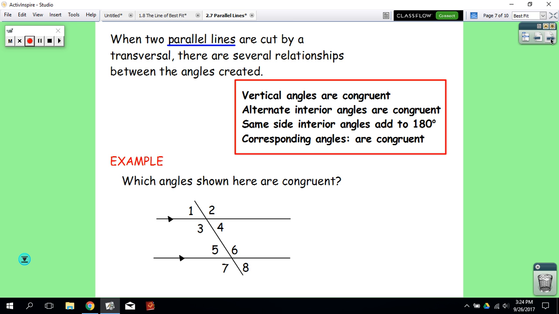Okay, in the example, we have some angles that are congruent and then some angles that are congruent to other angles. So what angles here are congruent? Take a couple of seconds, just jot it down on your paper which angles you think are congruent to each other.